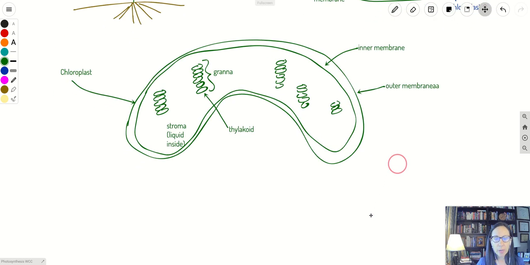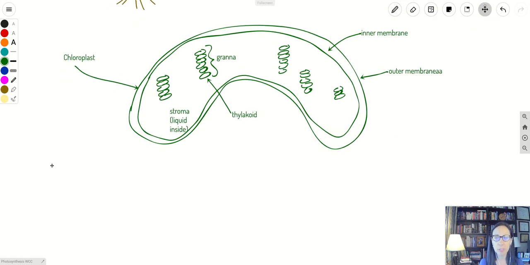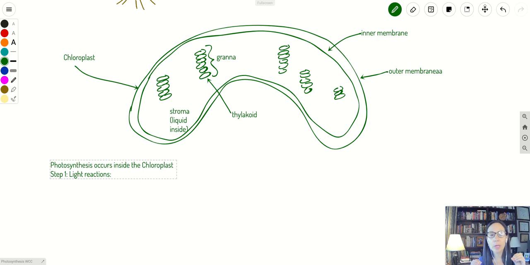And so photosynthesis occurs inside the chloroplast. Let's write that down. Occurs inside the chloroplast. Okay? And photosynthesis can be broken down into 2 steps. Step 1 is called the light reactions. And the light reactions occur in the thylakoid membrane.